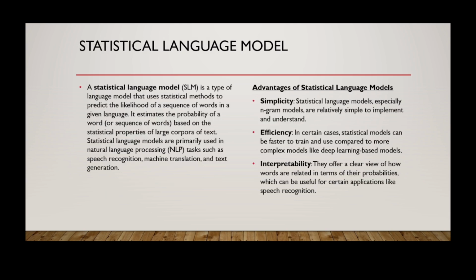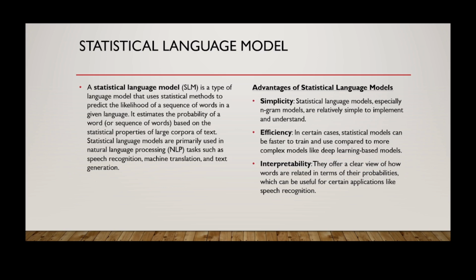Statistical language model. A statistical language model is a tool that helps computers understand and predict how words are likely to appear together in a sentence. It works by looking at the patterns in different amounts of text and using these patterns to guess what comes next in the sequence of words.